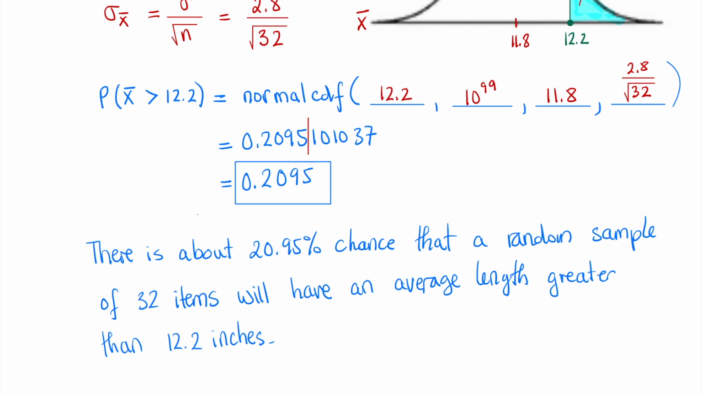Notice that because this problem asks about a sample mean, we use the sampling distribution of X bar, not the original population distribution.